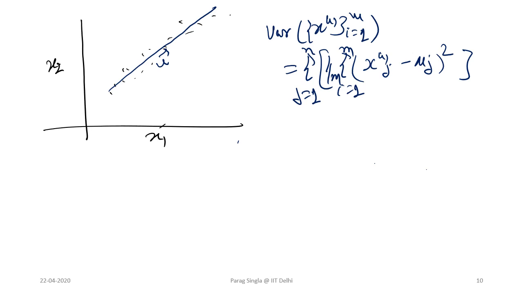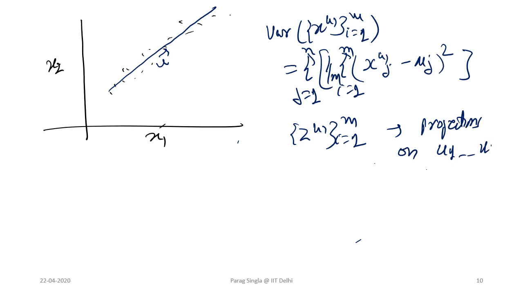So this is your entire variance in the data, the variance in the original data. As we project the data onto the zi's, i equal to 1 to m, which are projections on the U space, which is U1 to UK, we would like to minimize the loss in the variance.